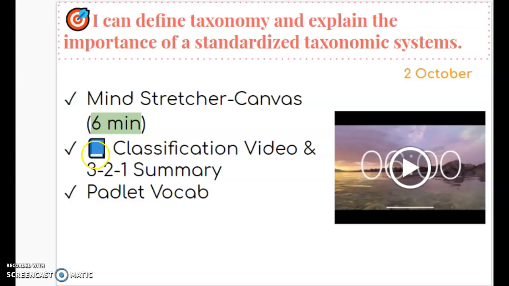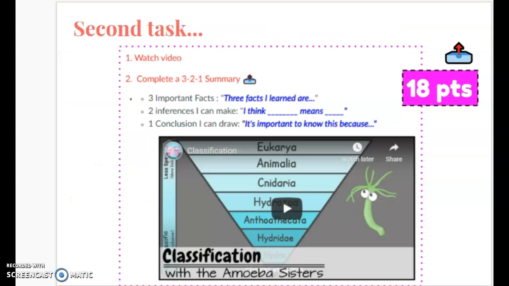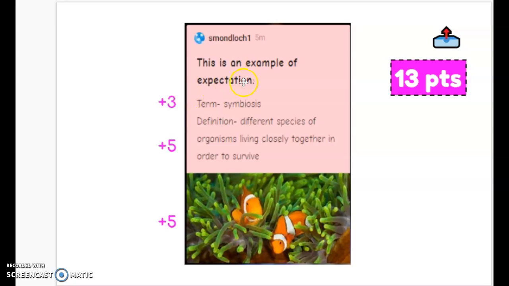Notice the blue notebook means that you will put your 3-2-1 summary in your notebook. And if you look at Padlet, you see the upload, which means it's going into Skyward, and this will be 18 points. You have 6 sentences at 3 points each, which is how you get the 18. And for your posting on Padlet, picking the term is 3 points, the definition is 5, and your graphic is 5, for a total of 13 points for your vocab this week.